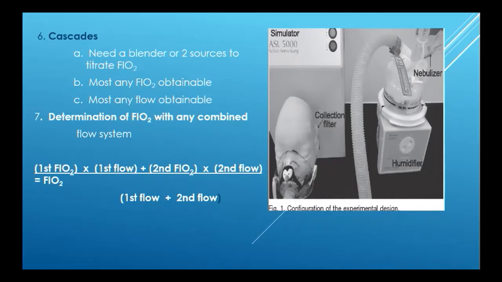All right, so to determine the FiO2, if I have two separate sources, it will be: first FiO2 times the first flow, plus second FiO2 times the second flow, divided by first flow plus second flow. All right.